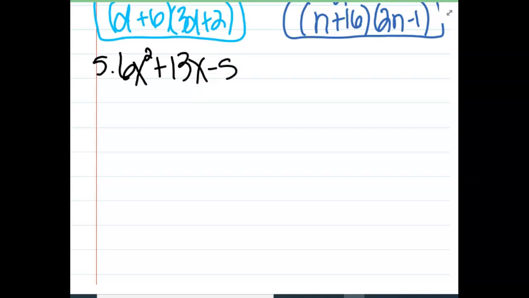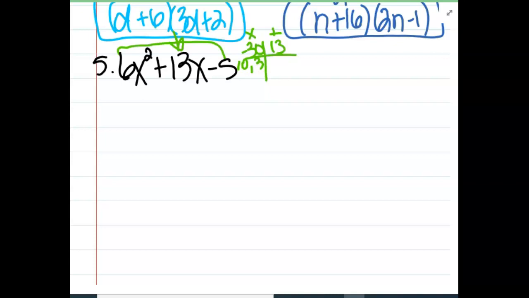Okay, I already know I'm going to do the airplane method because it is an ax squared. So an airplane needs wings. So we're going to take 6 times negative 5, which is negative 30. Got to have a propeller. So factors of negative 30 that add to 13. What multiplies to give me negative 30? 10 and 3. One of them has to be negative.